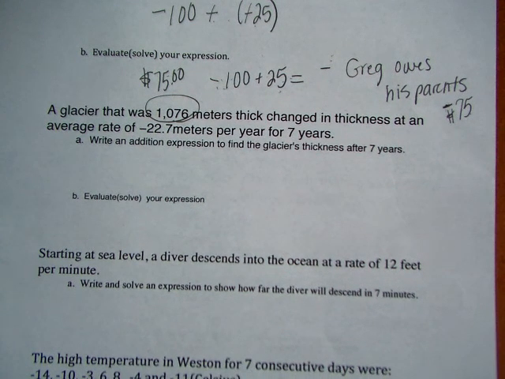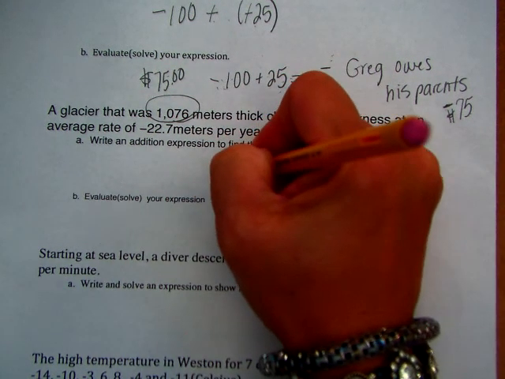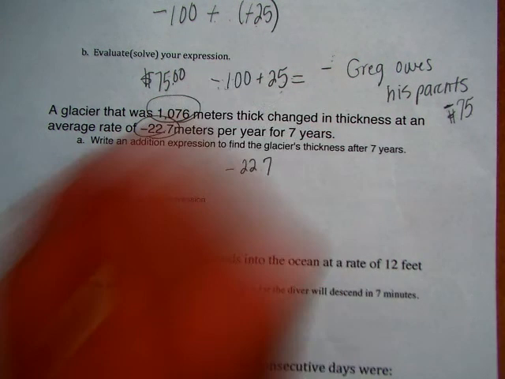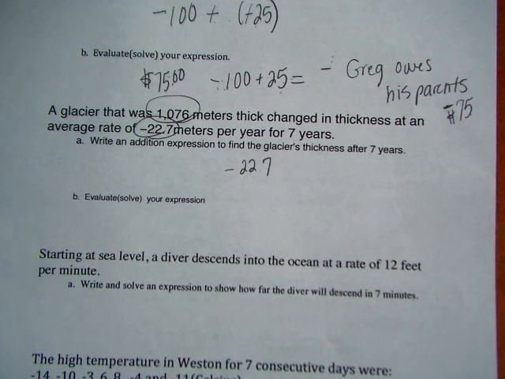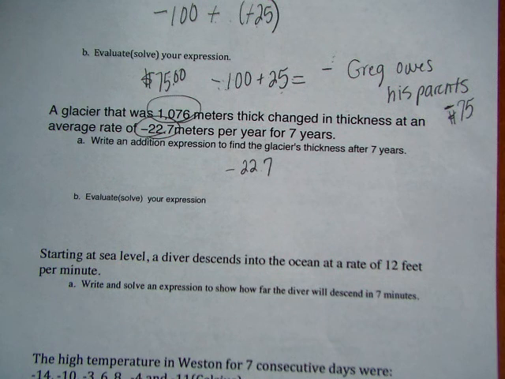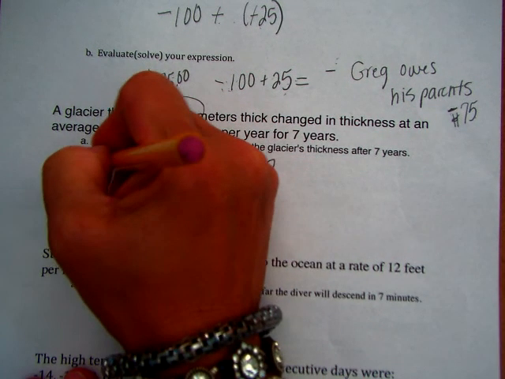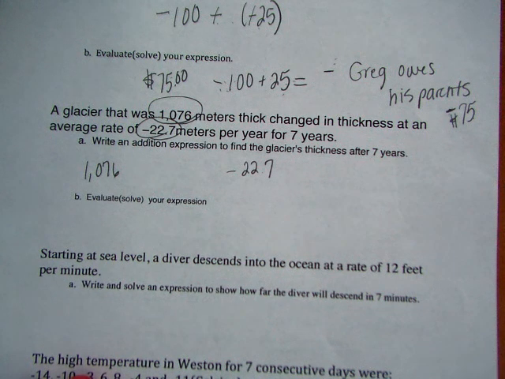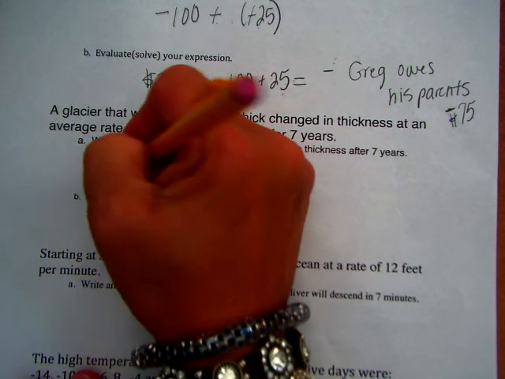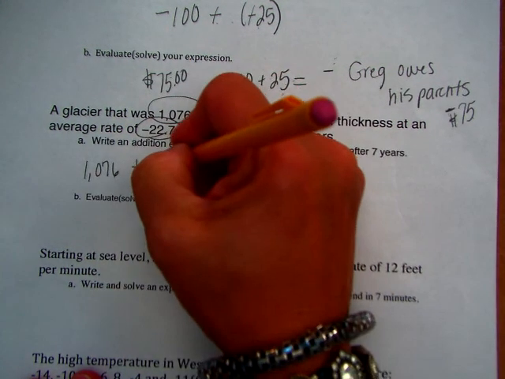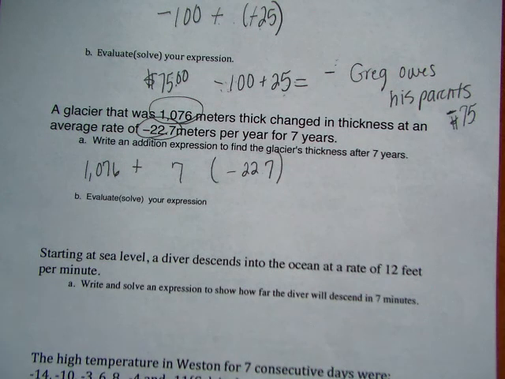in thickness at an average rate of negative 22.7 per year for 7 years. Okay? So I know that I'm going to need to multiply. Okay? But it changed 1,076 meters plus 7 times the negative 22.7. So that's the actual expression that I need to do, and then I need to solve it.